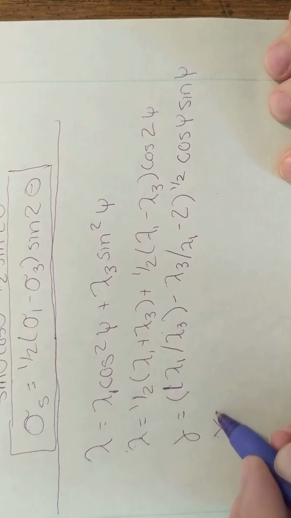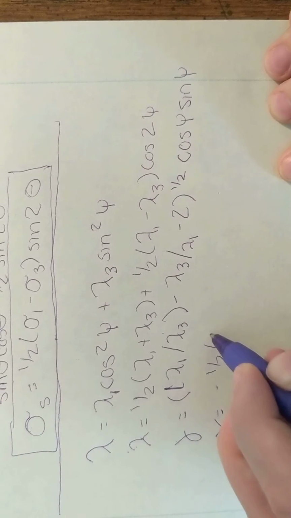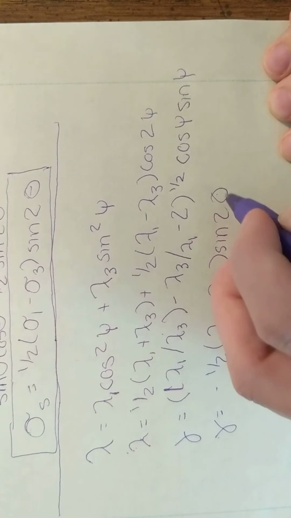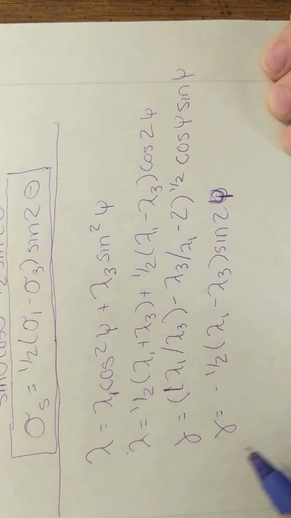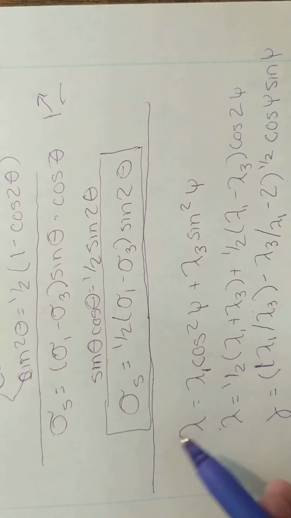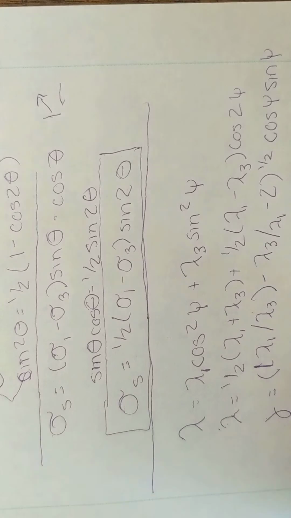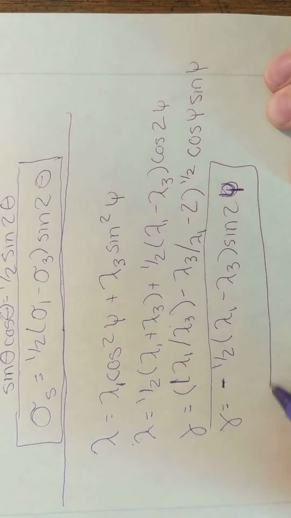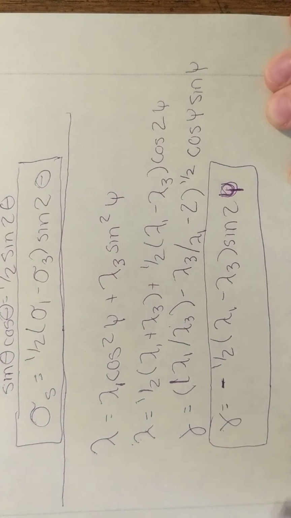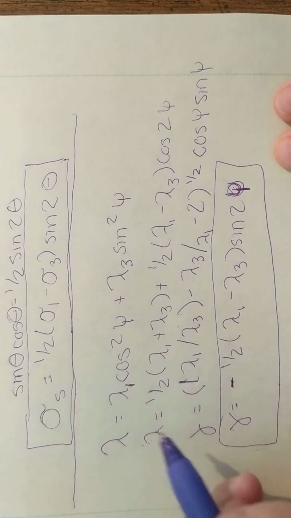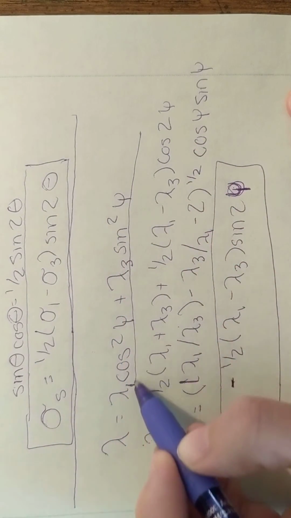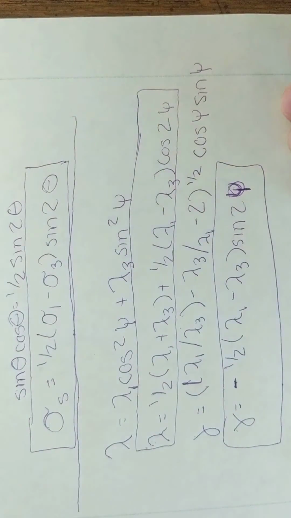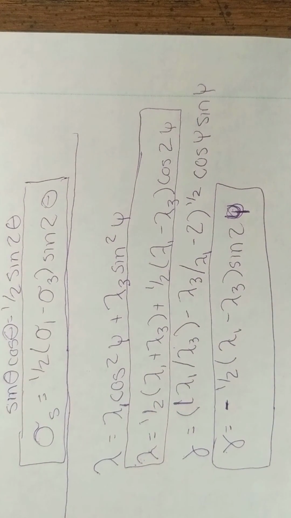Putting in our relationships, right, now our gamma equals negative 1/2 (gamma 1 minus gamma 3) sine 2 theta, sorry. And if we look up at our shear, it's very similar. The only difference now is that we have our negative sign, which we'll be using to plot up our Mohr circle for strain. So this is our final one for lambda. This is our final one for gamma. And we use that to plot up our circle.